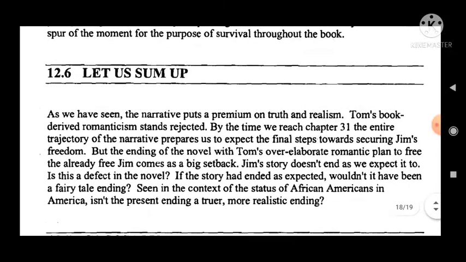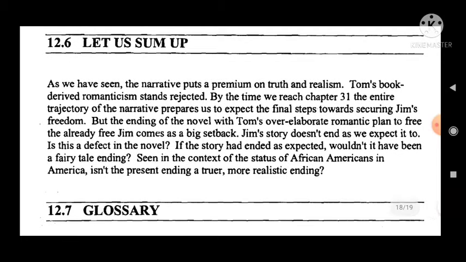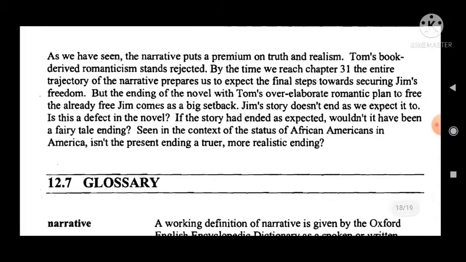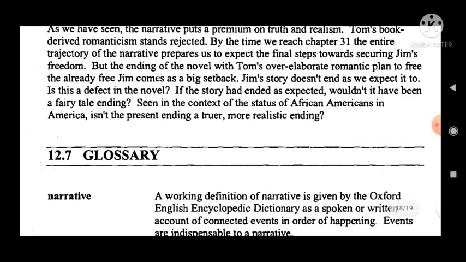Then let us sum up. As we have seen, the narrative puts a premium on truth and realism. Tom's book-derived romanticism stands rejected. By the time we reach chapter 31, the entire trajectory of the narrative prepares us to expect the final steps towards securing Jim's freedom. By the ending of the novel, with Tom's over-elaborate romantic plan to free the already free Jim comes as a big setback.